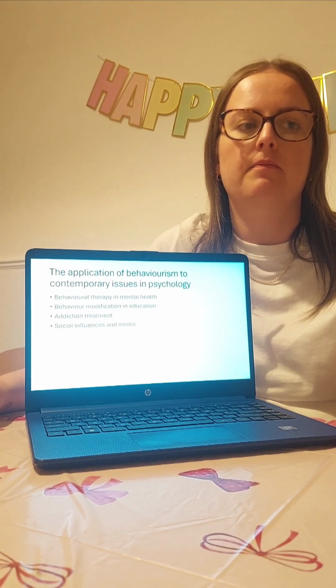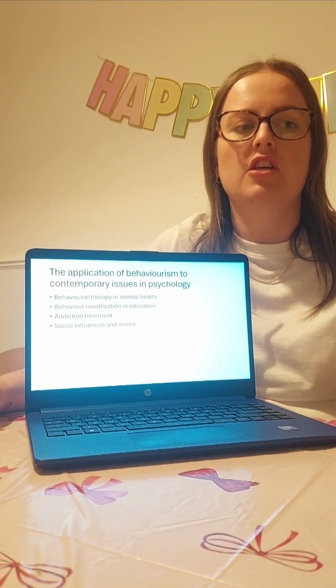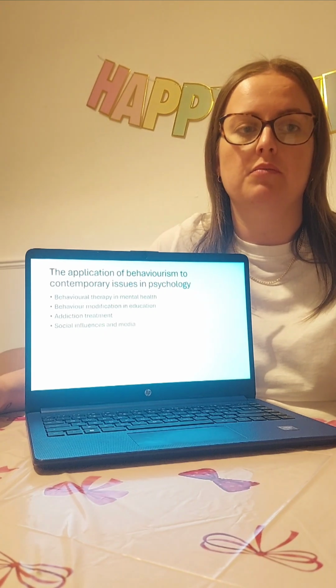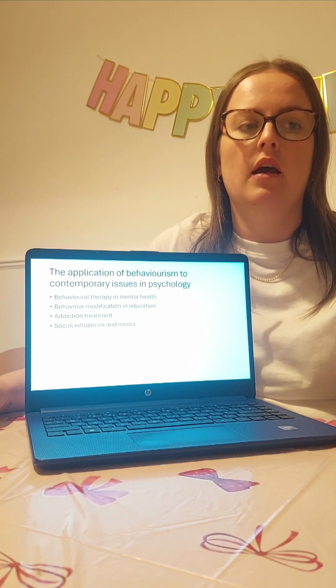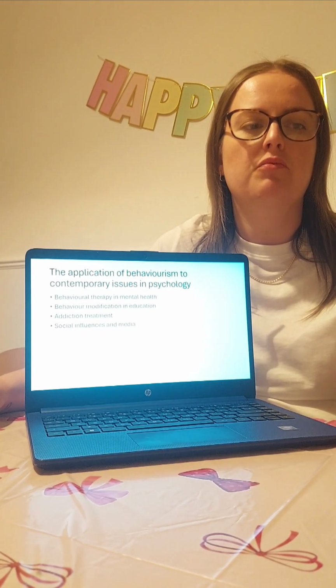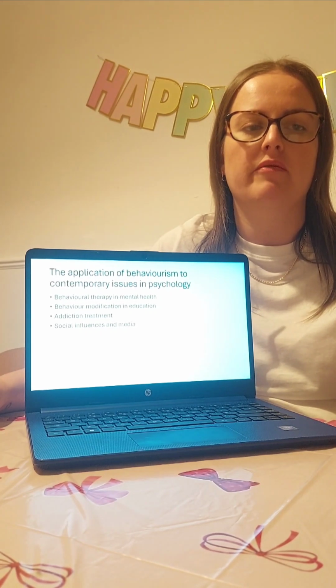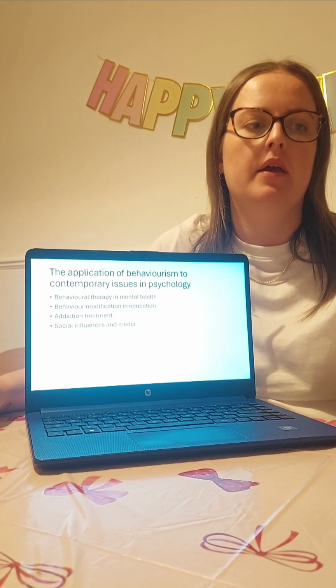and PTSD. Behaviour modification in education, such as positive reinforcement in classrooms, where teachers use rewards to reinforce desired behaviours, like completing assignments or being respectful. Behaviourist principles suggest that reinforcing positive behaviours will increase the likelihood of those behaviours occurring again.